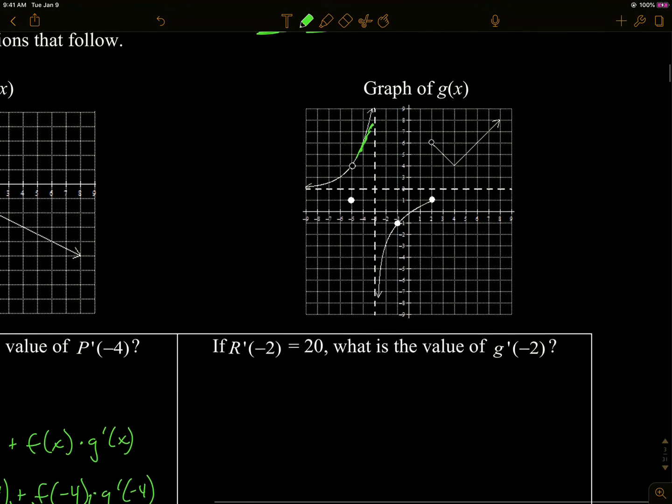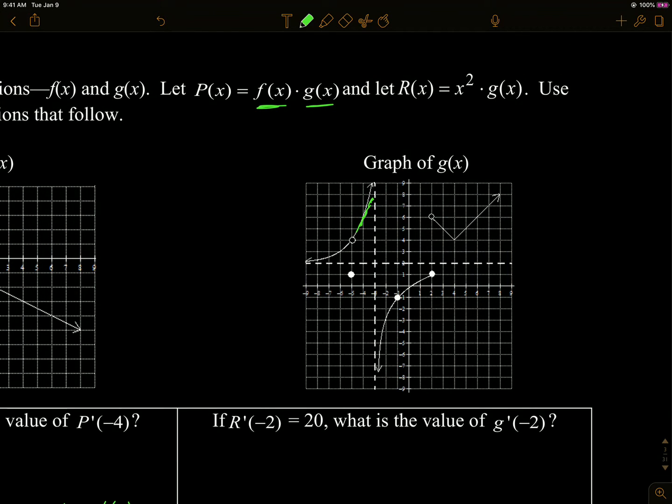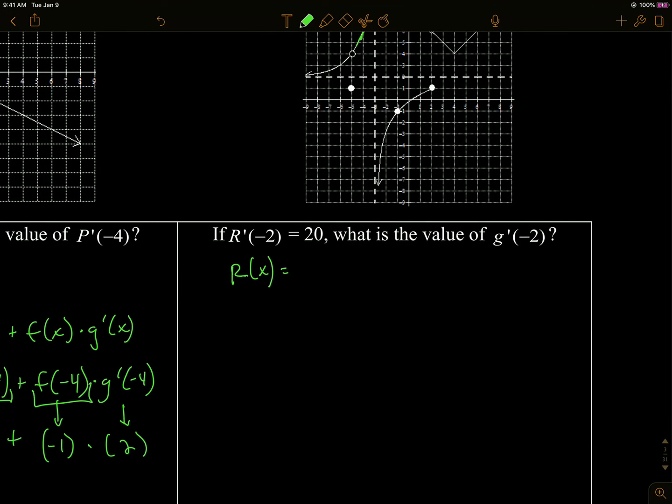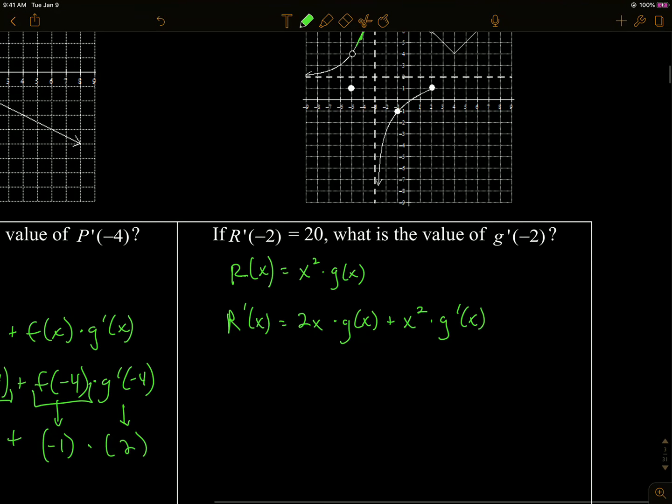Let's do this guy over here. It's a similar kind of thing. R is defined as x squared times g of x. So they want, if r prime of negative 2 equals 20, what's the value of g prime of negative 2? So what we're going to do is do a little solving backwards here. So if r of x is defined as x squared times g of x, I'm going to take the derivative of r, and the derivative of g of negative 2 should turn up in there, and I can solve backwards for it. So the derivative of this guy should be the derivative of the first function, which is 2x, times recopy the second, plus recopy the first times the derivative of the second.